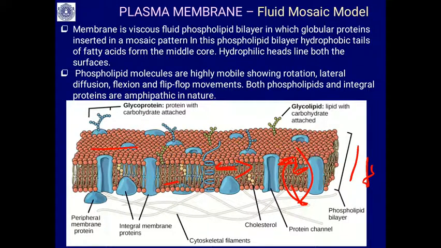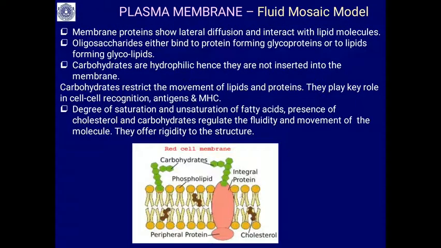Both phospholipids and integral proteins are amphipathic in nature. Amphipathic means they have a hydrophilic outside, all these molecules, and hydrophobic in the middle, not allowing the water to get inside freely. So, that is what you can see. Membrane proteins show lateral diffusion and interact with lipid molecules. So, the proteins also make lateral diffusion.